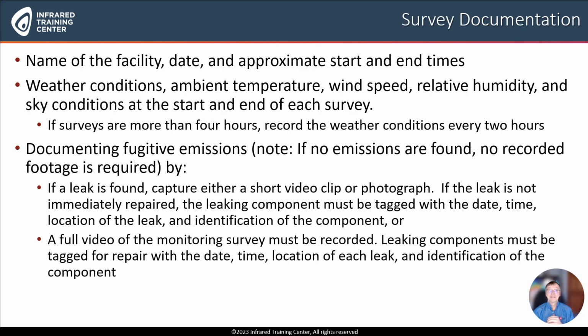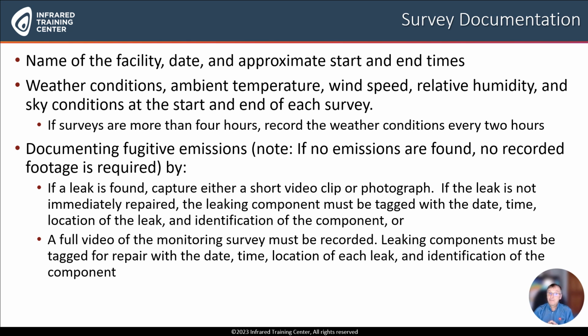Now for documentation, the name of facility, date, approximate start and end times, that can be gathered by simply taking, as many inspectors do, an initial video. You do a safety survey, and have the time and date right on your video. Then you do all of your detailed inspection, and at the end of the survey you go, okay, here's what it looked like when I left. And so now you have your start and your end times for your survey.